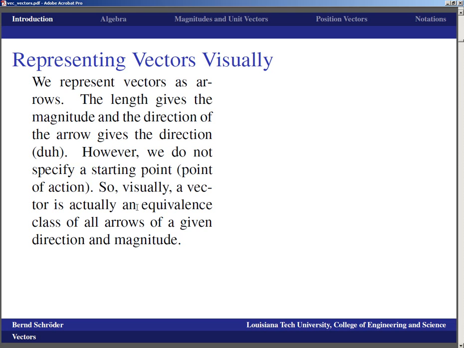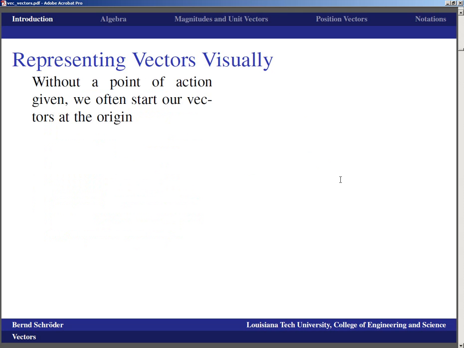So visually, for us, a vector is going to be an equivalence class of all arrows that have the same direction and magnitude. That means if this is a vector, then this arrow is also a representative of the same vector, and so are all these other arrows here. Okay, so if a point of action is not given, we will typically start our vectors at the origin. That's going to make computations as well as representations easier. And we will, in particular, talk about position vectors, and we'll do that later.